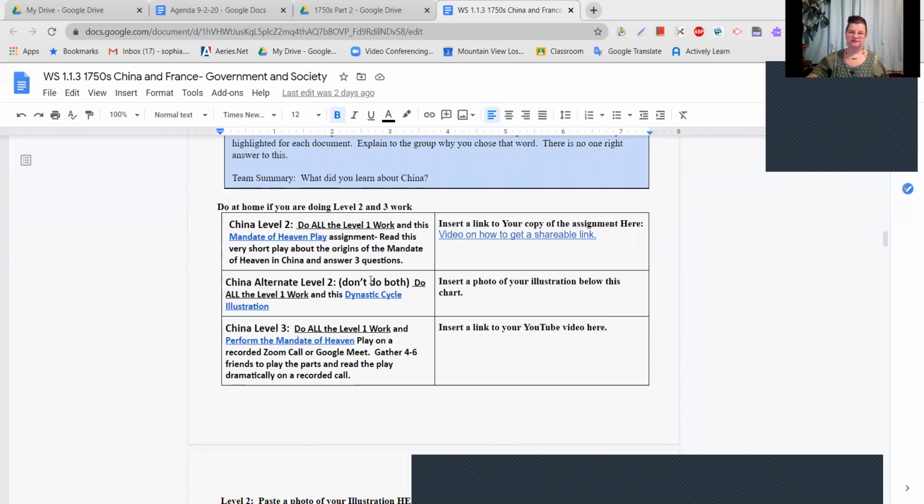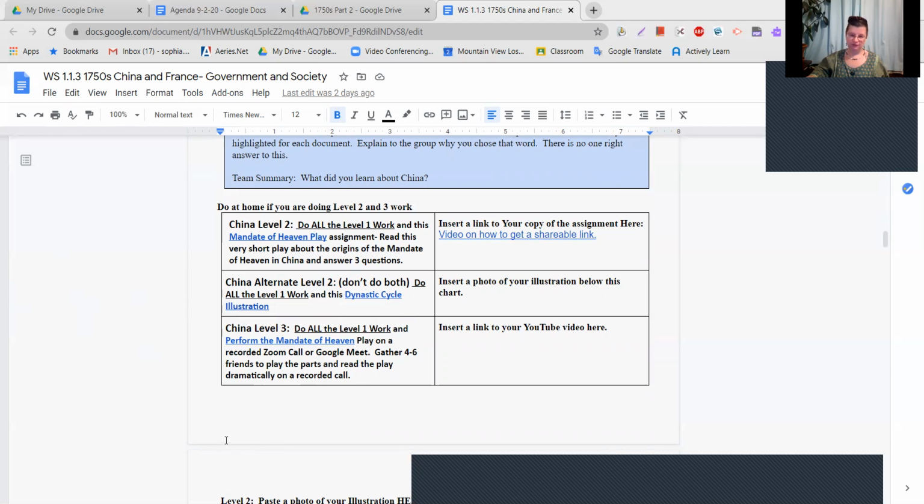And as you can see in this example, students get to process the information a little bit more deeply and a little bit more creatively. The first option is to read a play about the mandate of heaven and answer some questions. The second option is to do an illustrated diagram of China's dynastic cycle. So students would have an opportunity to find out more about these topics and then create something to demonstrate their knowledge. The last one is interpersonal.